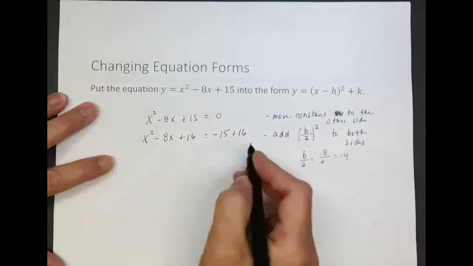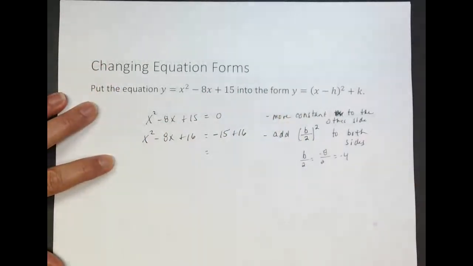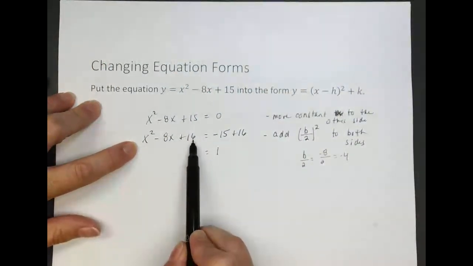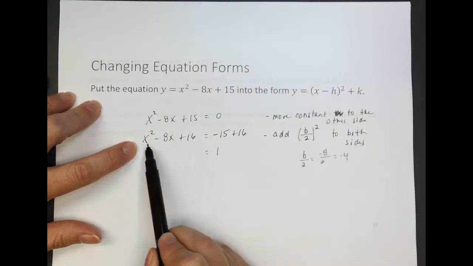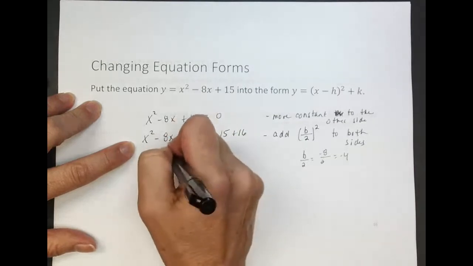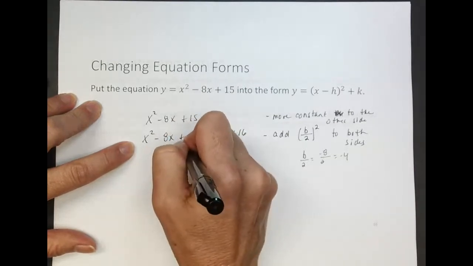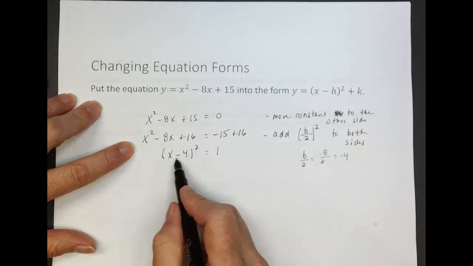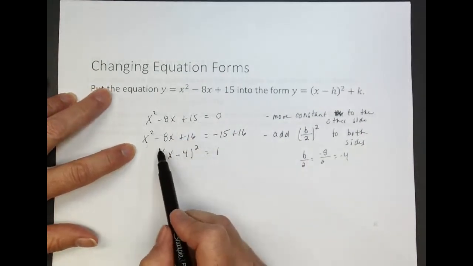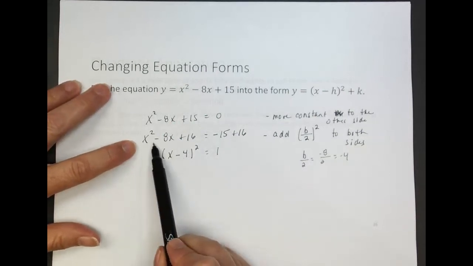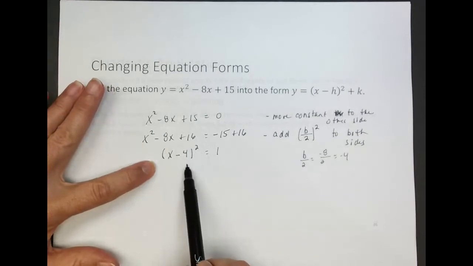Right, let me simplify a little bit then. Negative 15, excuse me, plus 16 is just 1, right? And then look at this, x squared minus 8x plus 16. This is a perfect square trinomial. If I were to factor this, this is going to factor into x minus 4 squared, right? X minus 4 times x minus 4, that's going to be x squared minus 8x plus 16. So if I factor that trinomial, I will get x minus 4 squared.